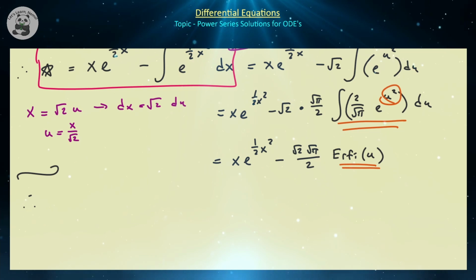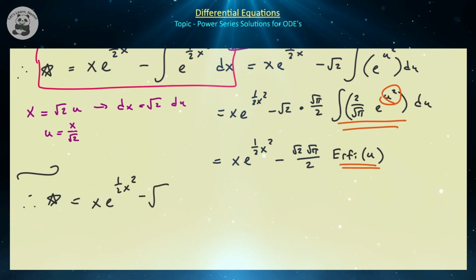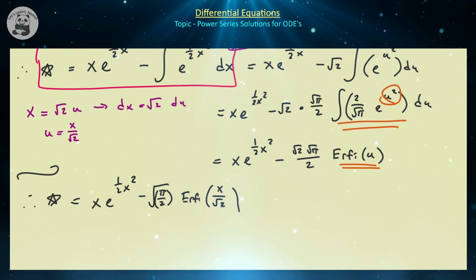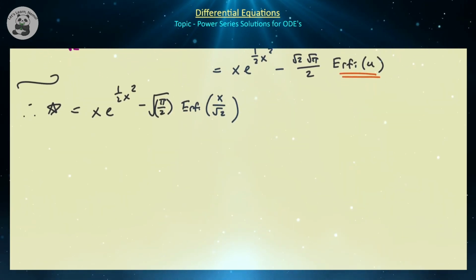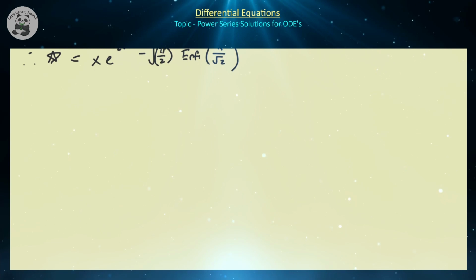So what do we have? That means that wonderful little function star is equal to x e to the 1/2 x squared minus the square root of pi all over 2. And then erfi, once we switch back, is just going to be x over the square root of 2. Okay, so that is our antiderivative that we couldn't do before.